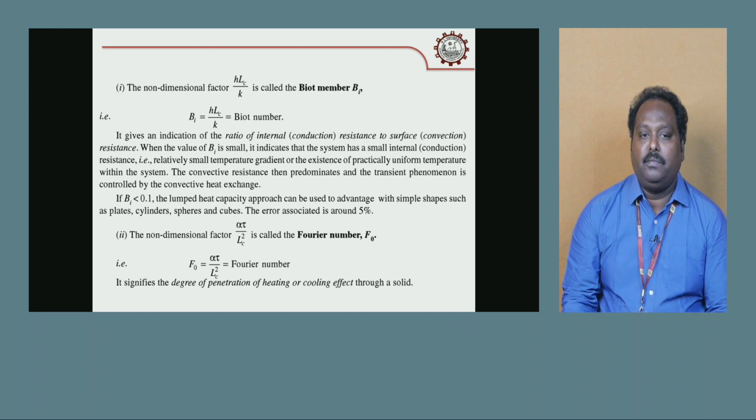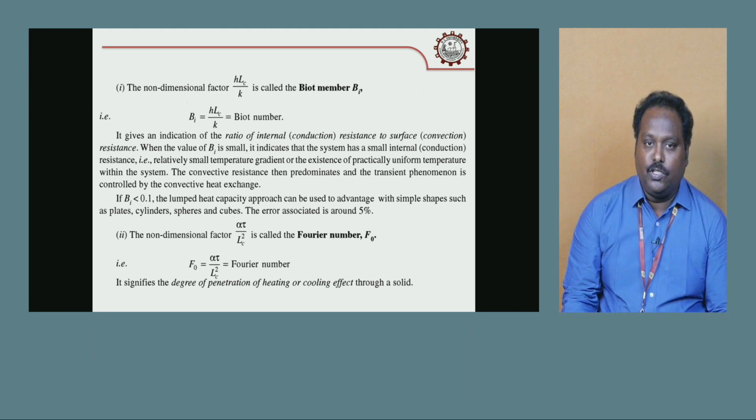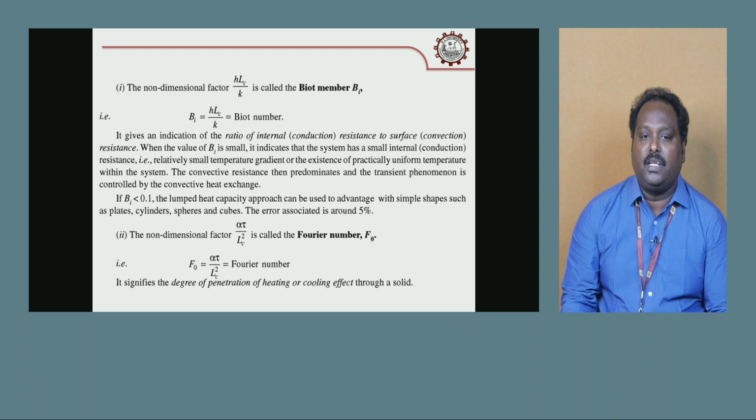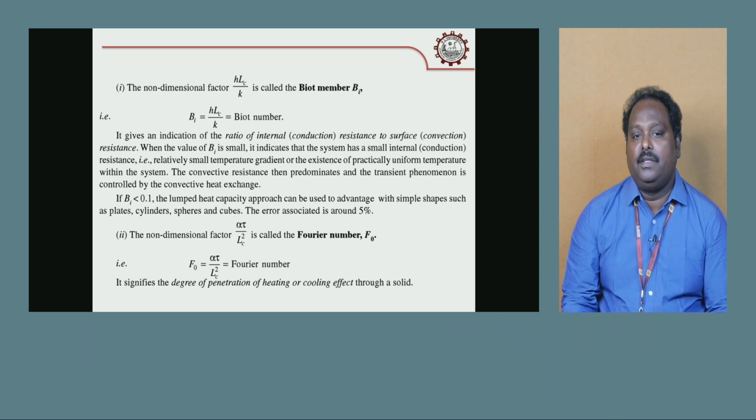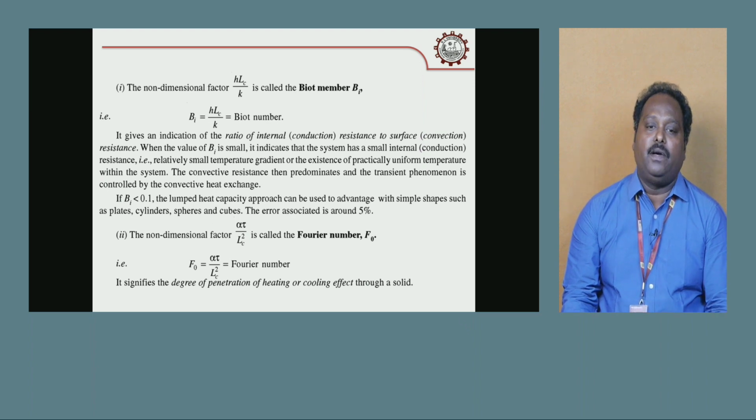The non-dimensional factor alpha t by L square is called the Fourier number. This is another number which signifies the degree of penetration of the heating or cooling effect throughout the solid. So the Biot number gives the ratio of internal resistance to surface resistance, and the Fourier number gives the level of penetration of the heating or cooling effect through the solid.